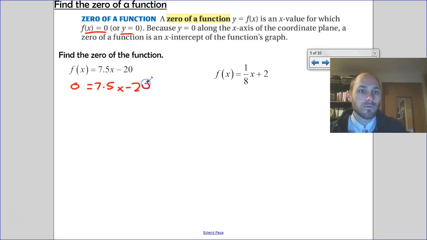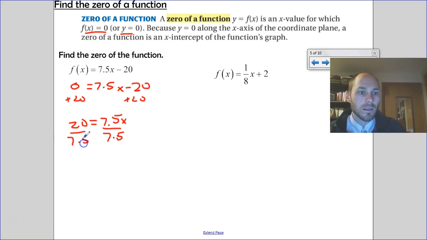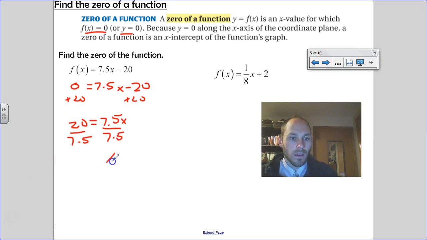So often when we're trying to make lines of best fit, we need to find the zeros of the function. So I would add 20 to both sides to get x by itself. And then I have 20 equal to 7.5x. And then I would divide both sides by 7.5. And then I would get about 2.6 repeating.